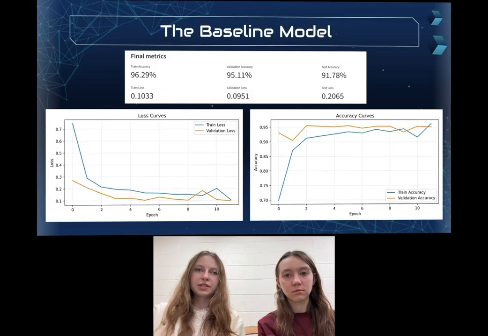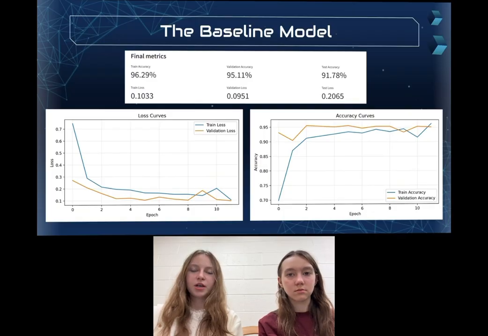For our results for the baseline model, we had a validation accuracy of 95.11% and a test accuracy of 91.78%. For our loss curves graph, both the train and validation loss converged to about 0.1, and for the accuracy curves, both the train and validation accuracy converged to about 0.95.